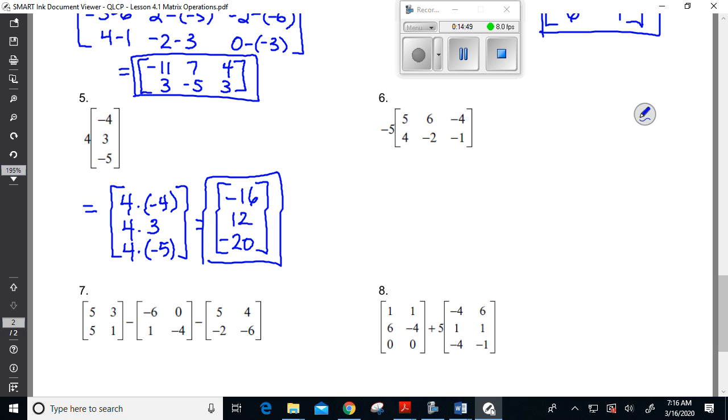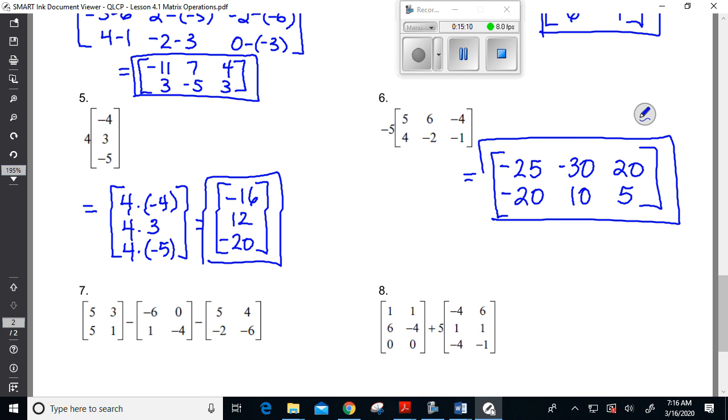So if you look at problem 6 again, I'll just give you the answer for that one. -25, -30, +20 in the first row, and then -20, 10, and 5 in that second row. So scalar multiplication, just multiplying through.